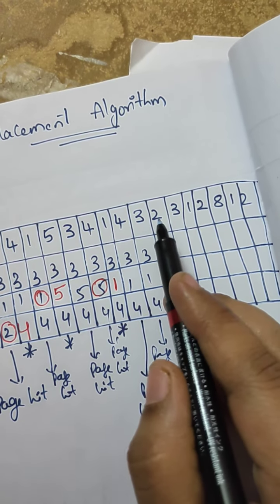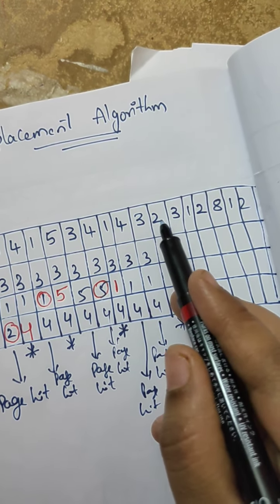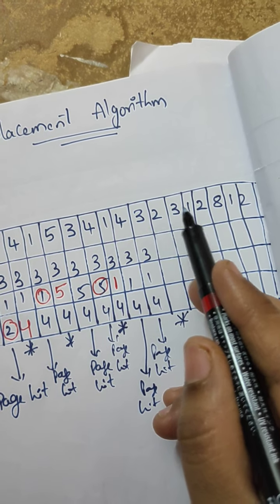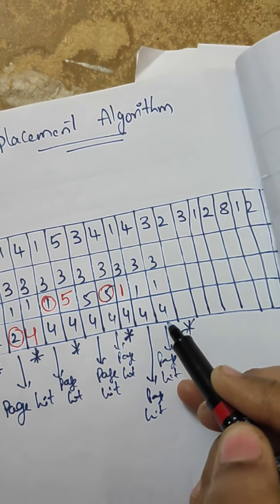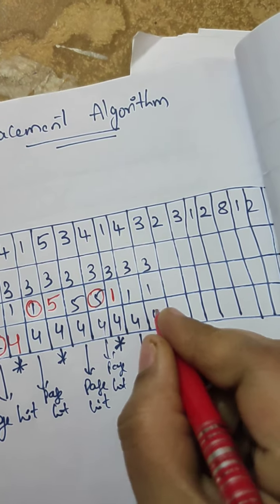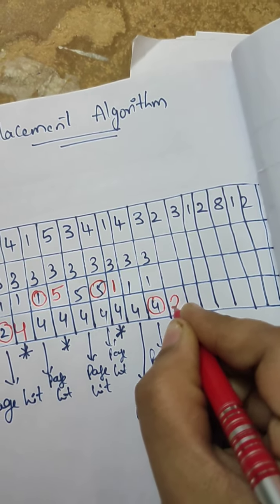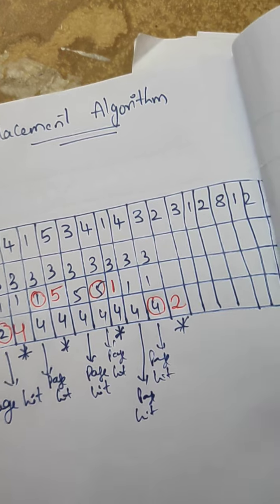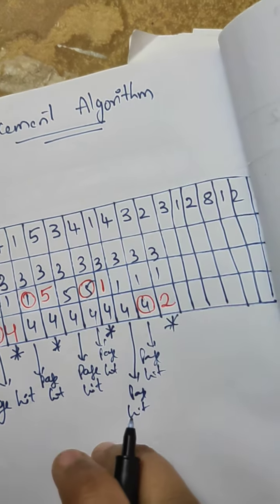Now we have to think which has to be replaced. If you observe, for 2, behind is 3, after is 1, but 4 does not exist. So here what we are going to do, we are going to replace this 4. So replace 4 with 2. So it becomes 3, 1, 2.